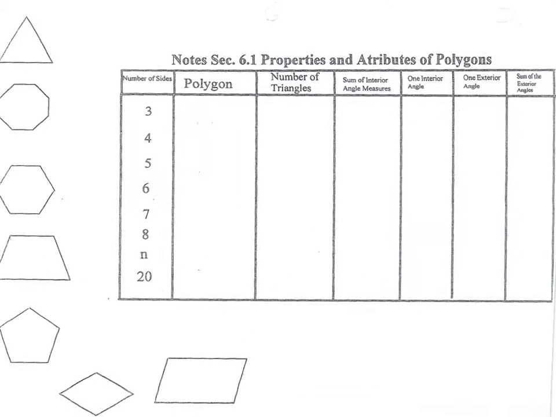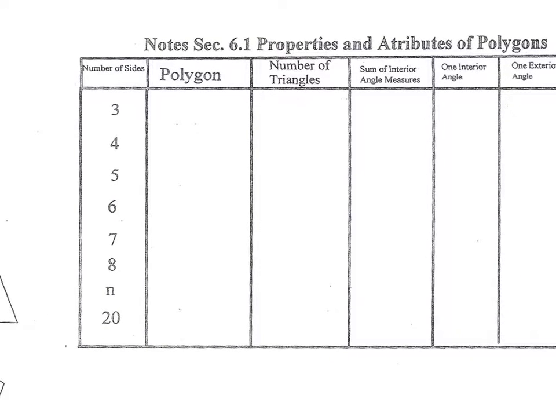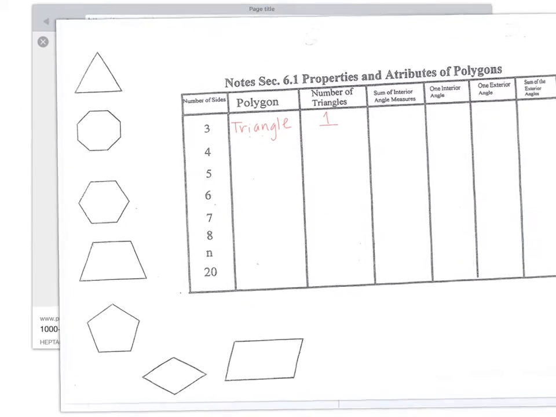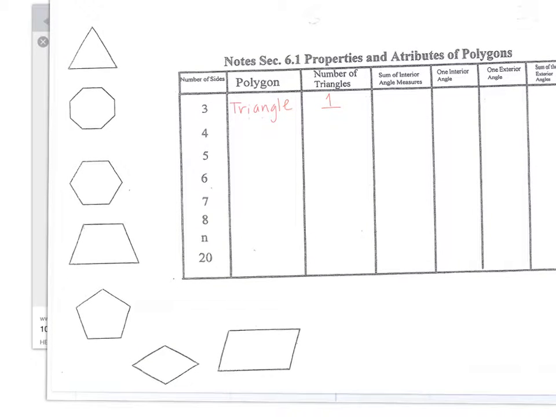What is the name of a 3-sided polygon? Triangle. So let's put the name here, triangle. How many triangles are formed with that one figure? Well, that is only one triangle. The sum of the interior angles measure: if I add all the angles, that is equal to 180. That's right. Now, what about one inside angle? By the way, these are regular polygons.